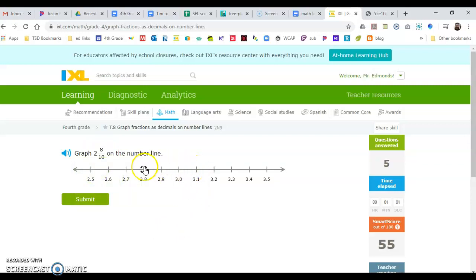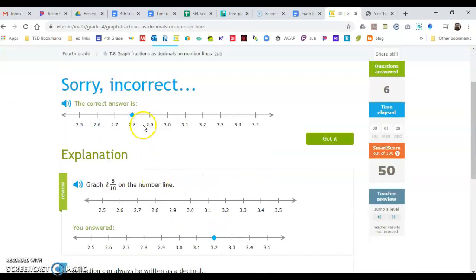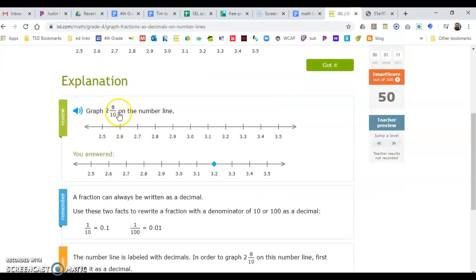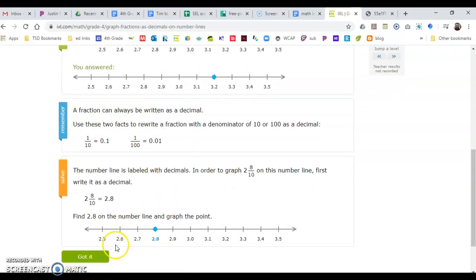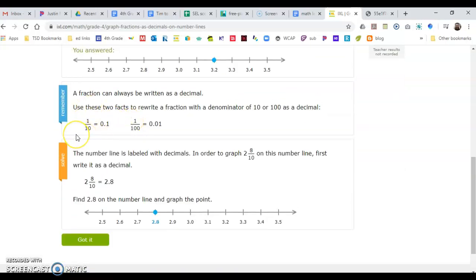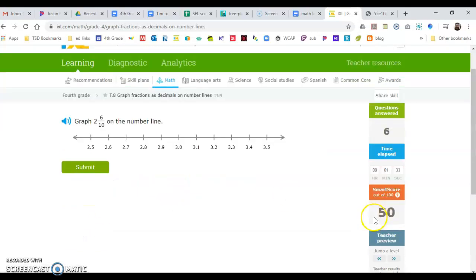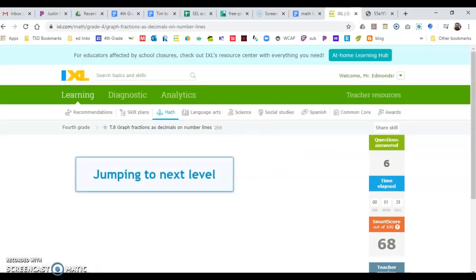Now, let's say we clicked on something wrong. Let's say I was looking for 2 and 8/10. I wasn't paying attention, maybe there was a glare on the screen, and we got one wrong. Remember, it shows you the correct answer. It shows you what you answered. And then it has a brief explanation. I would always encourage you to take the extra 30 to 40 seconds or a minute and read through the explanation. You can do that with someone at home's help, an older sibling, grandma, mom, dad, grandpa, someone to help you out. Once you've read that, you have a better understanding. Click it, move on.